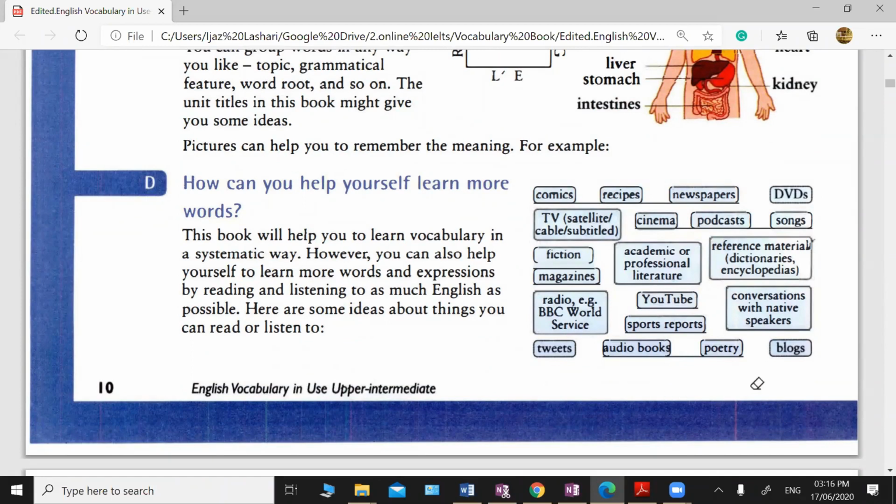We studied so many things: there are TV channels, fiction, magazines, radio, BBC World Service, CNN, Twitter, Facebook, recipes, movies, newspapers, podcasts, cinemas, literature, sports reports, audiobooks. Whatever attracts you, whatever you like, you can use that for your improvement. You can watch movies, you can learn from subtitles, and you can have conversations with native speakers, or you can use blogs. There are so many ways where you can improve your vocabulary. This is something we studied yesterday.